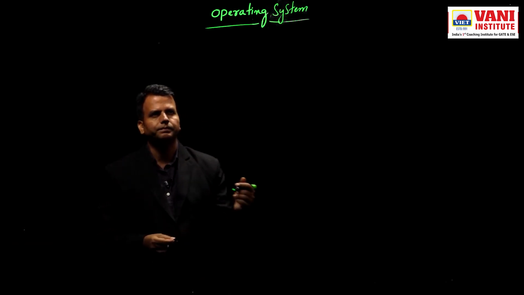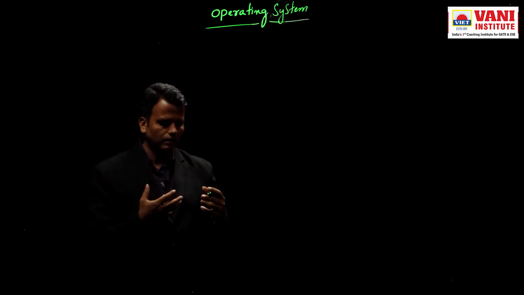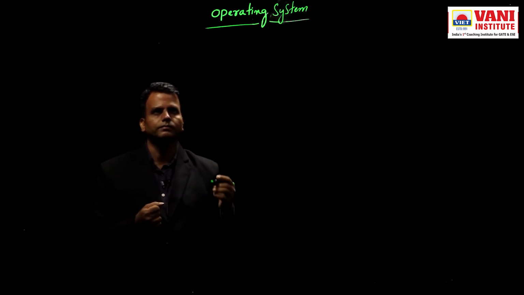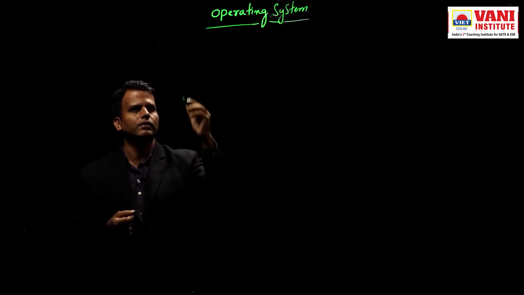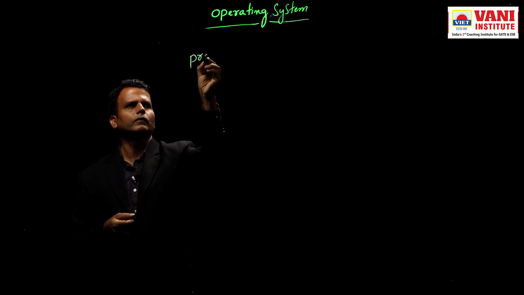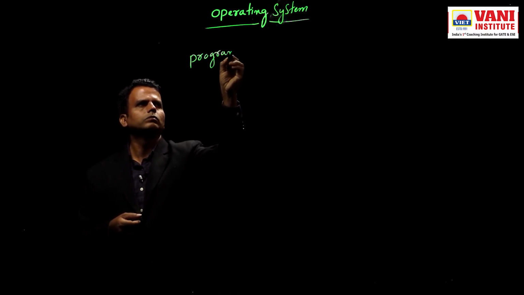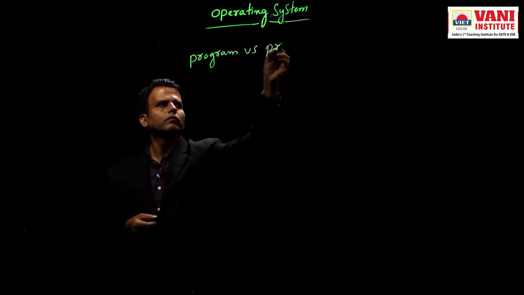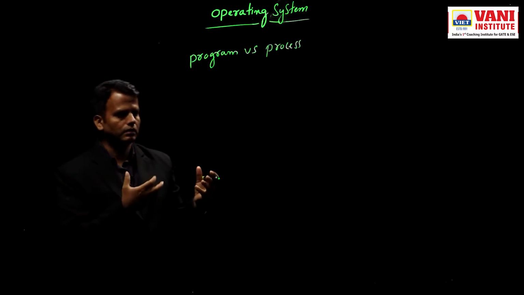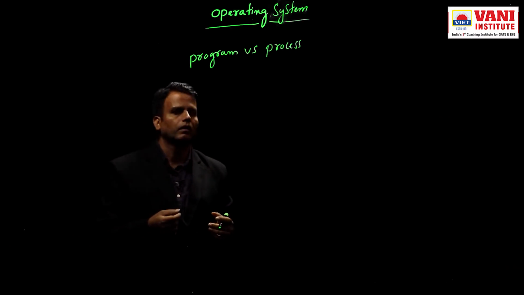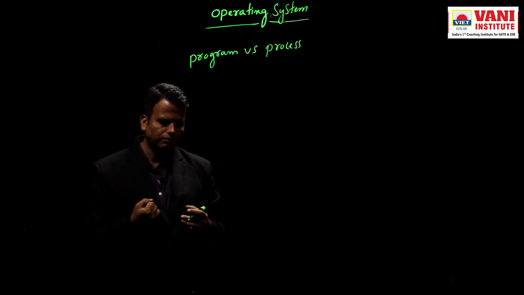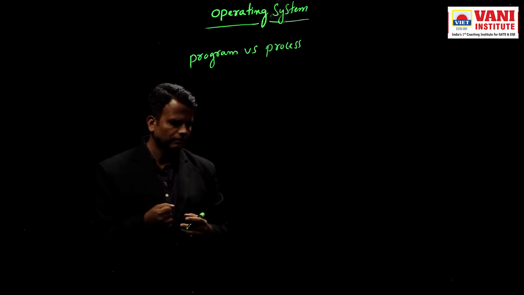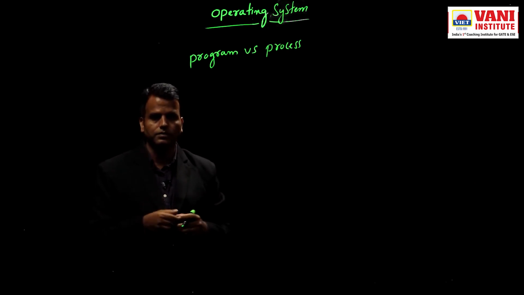Now let's see the first thing, the difference between program and process. What is the difference? Generally students get confused, sir, program and process. Very simple. We'll see a few things which are very essential. If I ask any student, they will say, sir, a program is a set of instructions, and a process is also a set of instructions. No. How can we say that? The reason is very simple.